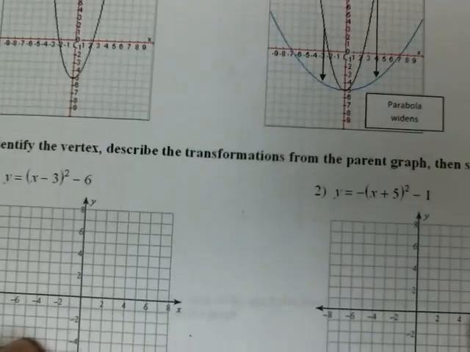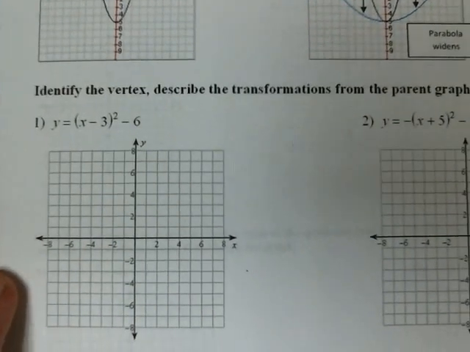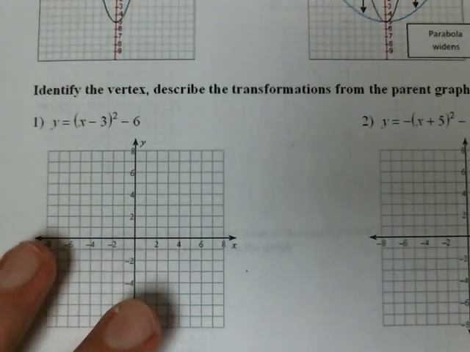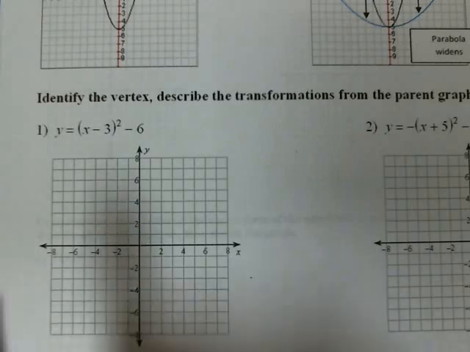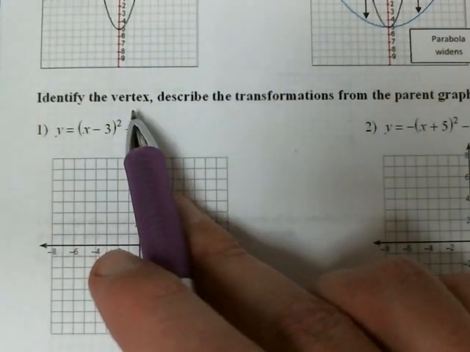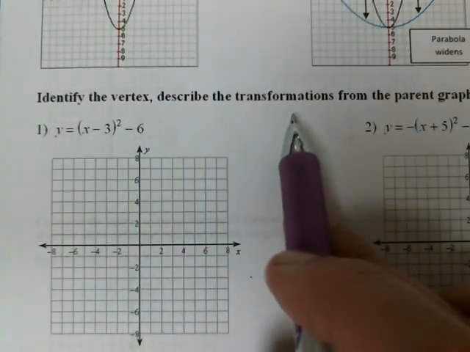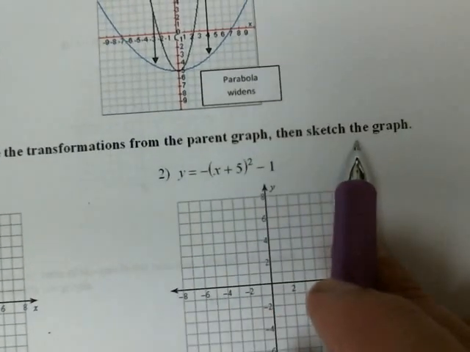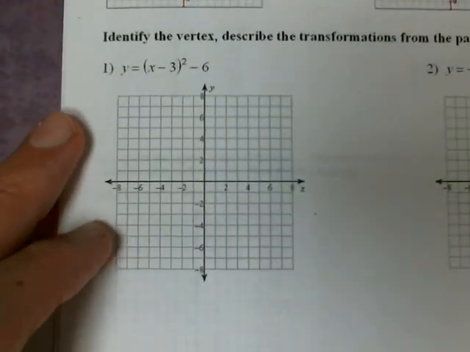So let's go ahead and jump into some problems here, and you'll do a few of these and you'll catch on very, very quickly. The way I'm going to do this in this lesson, guys, I'll work a few of these for you, and then the ones that I don't do in the video, I want you to finish for your assignment, for your homework. It says identify the vertex and describe the transformations from the parent graph and then sketch the graph. Okay, so here's how you do this.